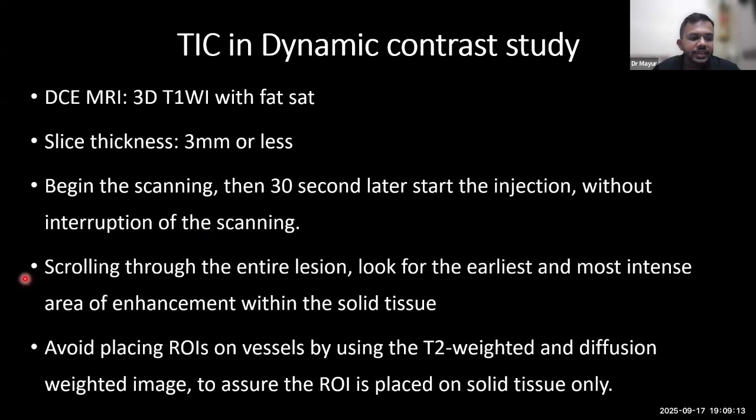While post-processing the images, we have to scroll through the entire lesion and look for the earliest and the most enhancing area within the ovarian solid tissue, where we have to place an ROI. A second ROI, or region of interest, is placed over the myometrium to compare the enhancement pattern. We should take care to avoid placing the ROI over any vessel.